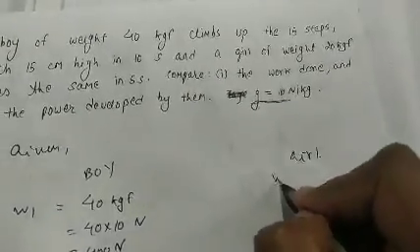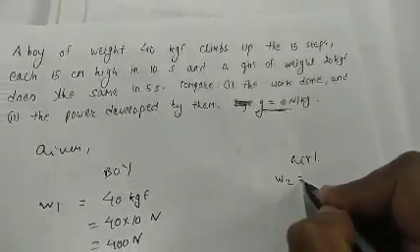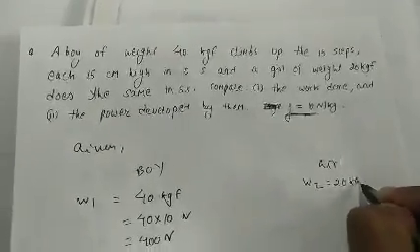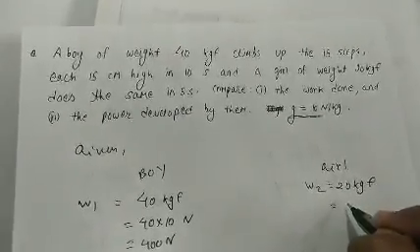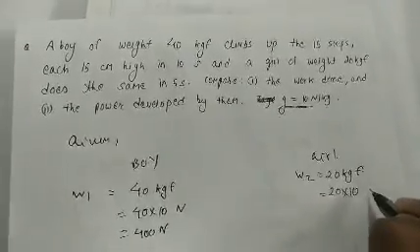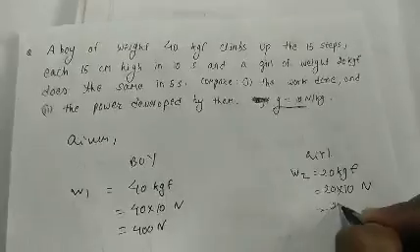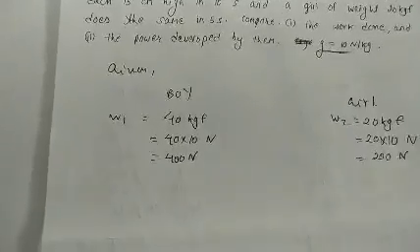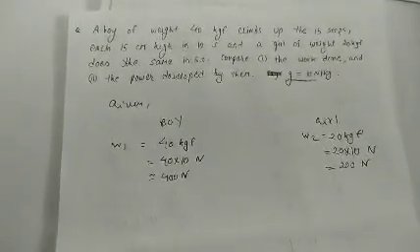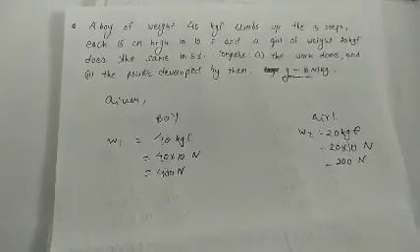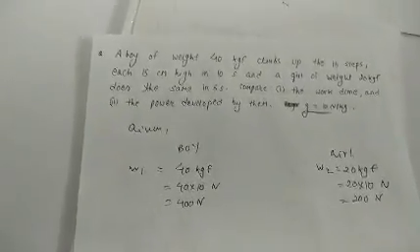So for the girl, weight will be 20 kgf, which will be the force for us now. 20 into 10 Newton equals 200 Newton. Now the force due to the weight of the boy is 400 Newton, and the force applied by the girl is 200 Newton. The boy climbs up the stairs. There are 15 steps, each of 15 centimeter height.